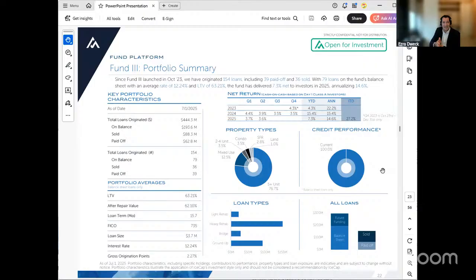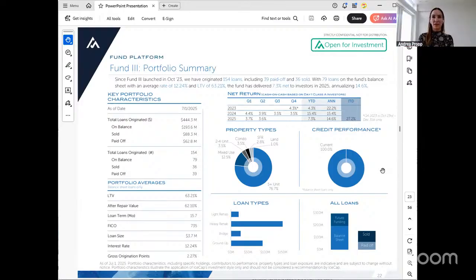So for us, we're looking at real cash flow that's backing up the loans that we're doing, and a value creation play where we're going to get to that low loan to after repair value, which creates a giant buffer of equity and value on top of our loan. Anything specific you want me to talk about, Andrea?